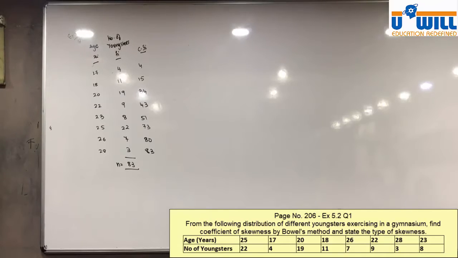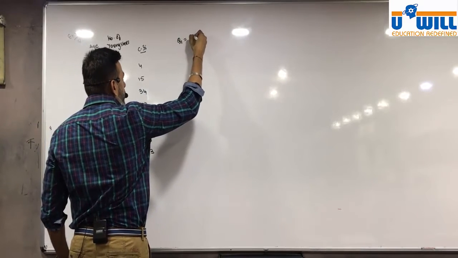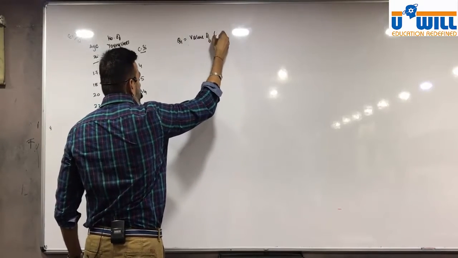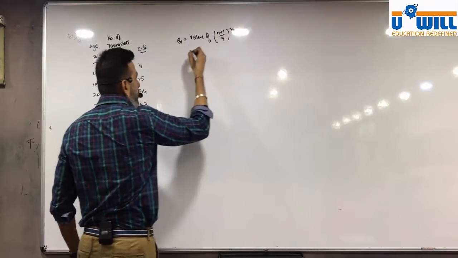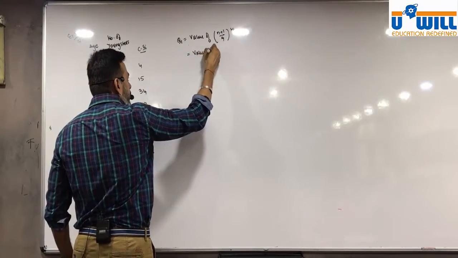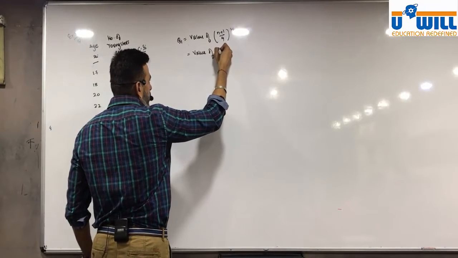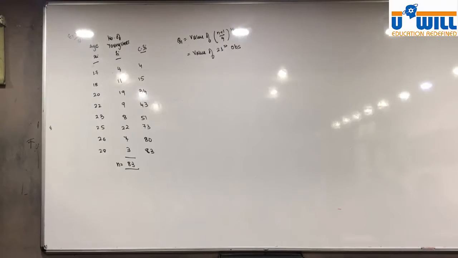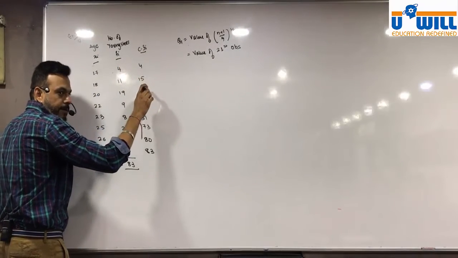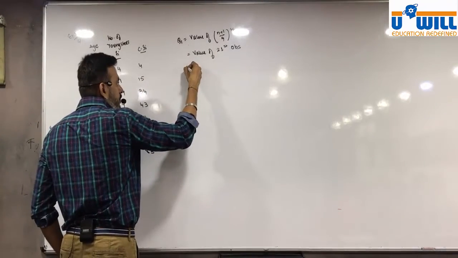Now we have to use Bowley's method. So first we find Q1, the value of (N plus 1) by 4th observation, which is the value of (83 plus 1) 84 divided by 4, the 21st observation. Where will the 21st observation come here? In 34. So Q1 is equal to 20.